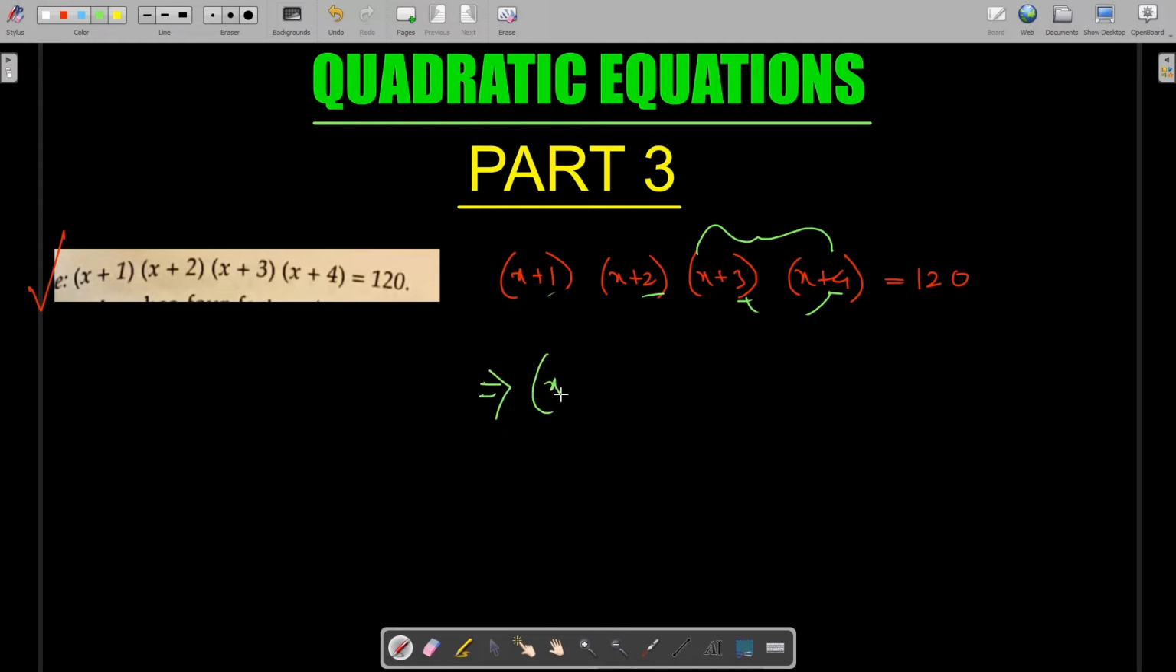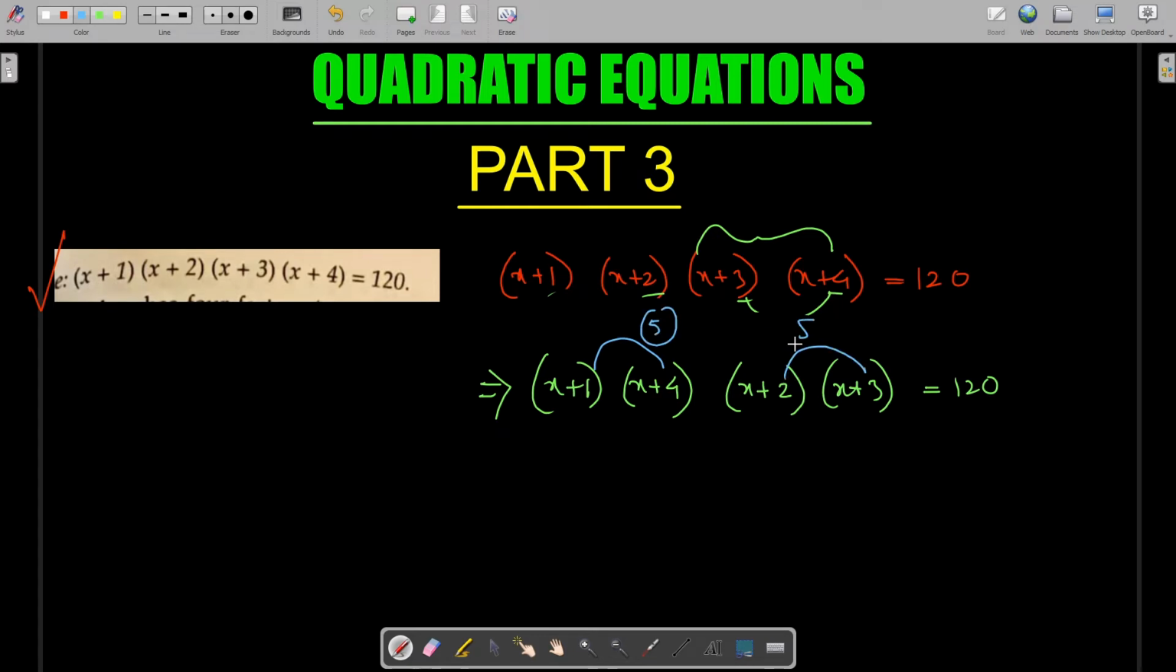For example, if I group (x + 1) and (x + 4), then (x + 2) and (x + 3), which equals 120. Now see, if I add the numbers 4 plus 1, I'm getting 5. If I do 3 plus 2, again I'm getting 5. Now this will help us solve the equation. How? You're going to find out.